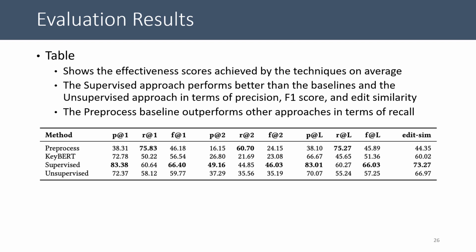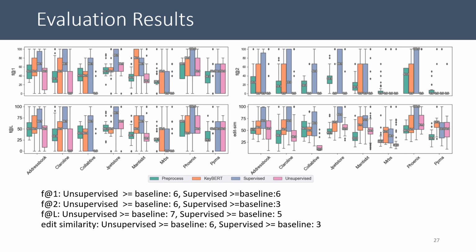To further compare the results on each application, we make the following 4 box plots. For the metric ROUGE-1, in terms of the median value, the unsupervised approach performs better than or the same as the baseline techniques for 6 applications. The supervised approach performs better than or the same as the other approaches for 6 applications.